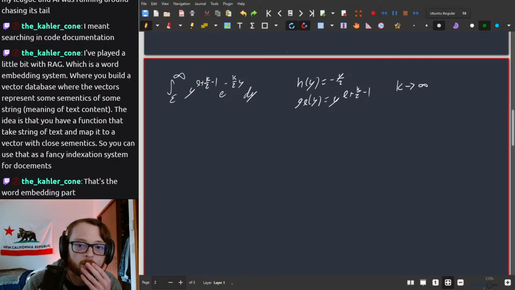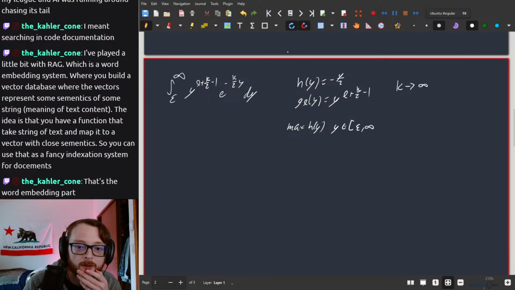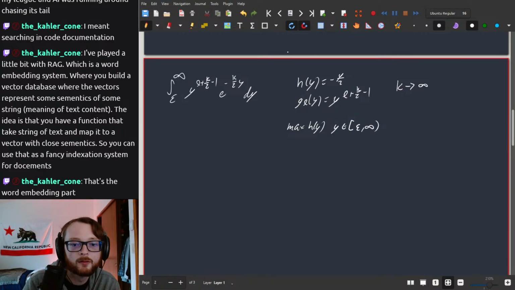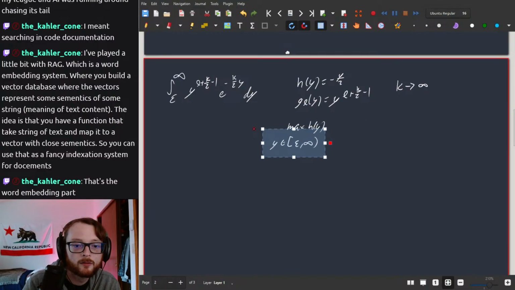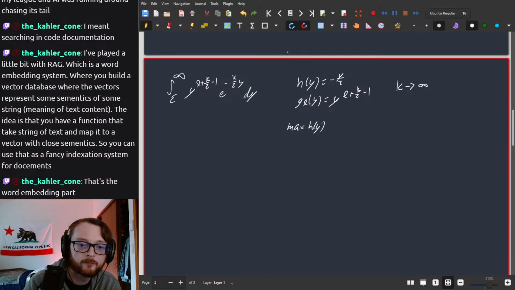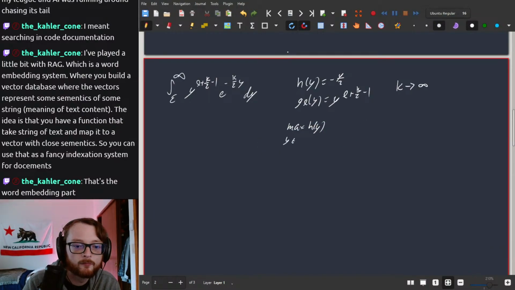So, okay, I think a maximum of h of y when y is between epsilon and infinity is equal to minus epsilon over 2.